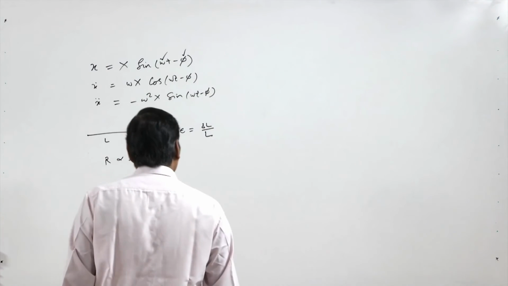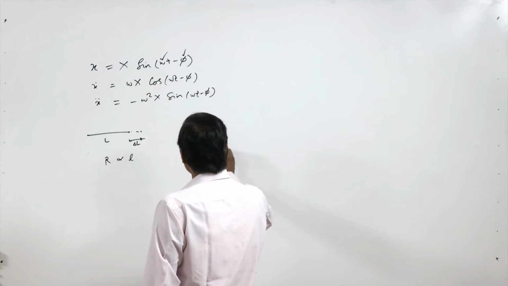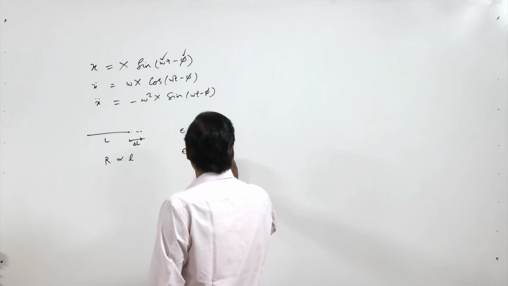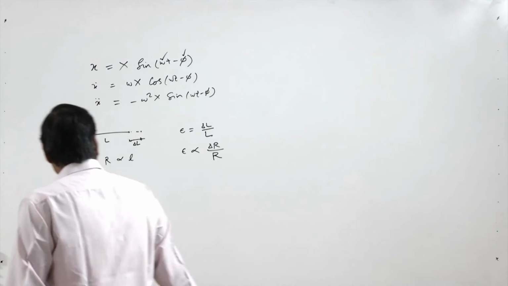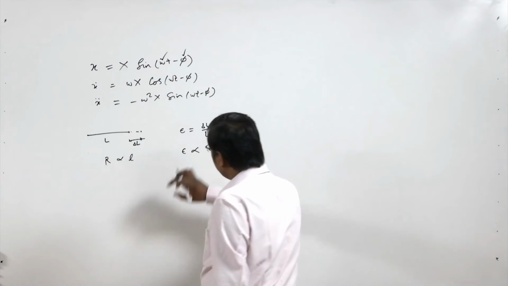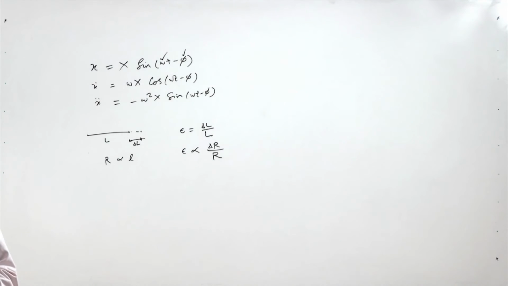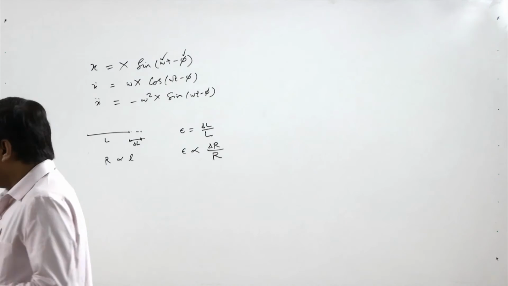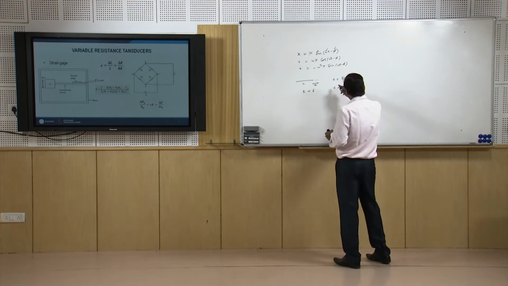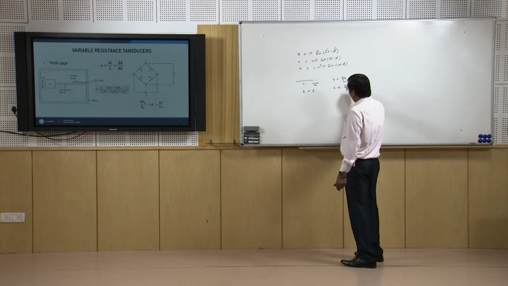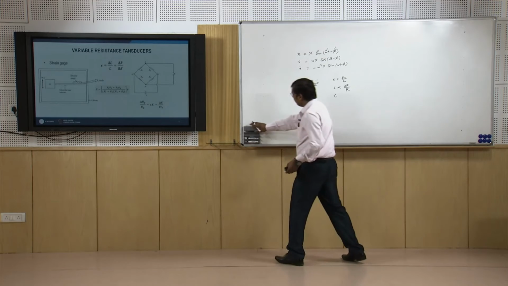So, strain is proportional to delta R by R. Then this proportionality needs some constant term that will depend on the wire and its relation between the strain and resistance. So, here we say epsilon, we say K.